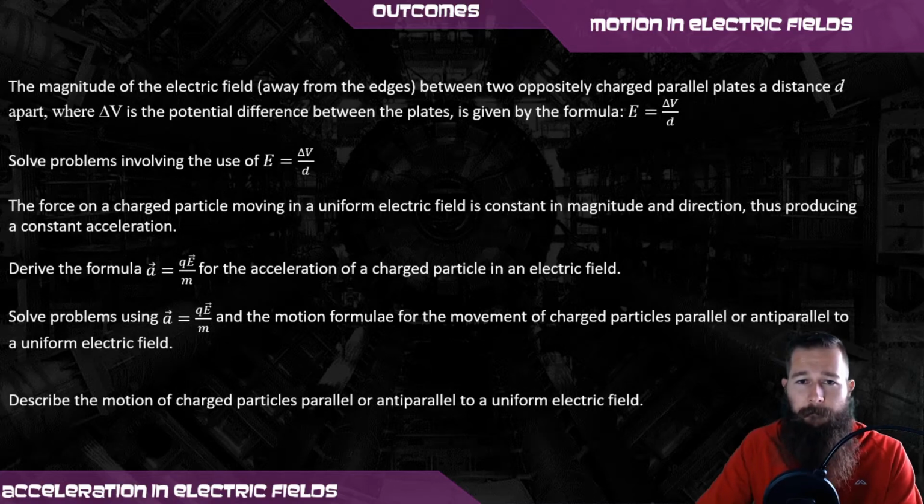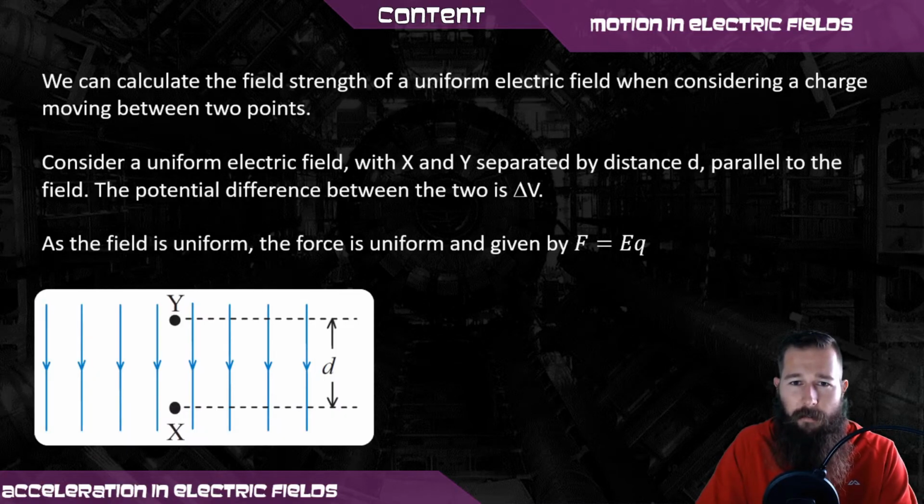particle in the field. We can calculate the field strength of a uniform electric field by considering a charge that moves between 2 points. So we can see in the diagram on this slide that the field is uniform in strength because the field lines are equally spaced, and we're going to consider the potential difference between points x and y to be delta V.